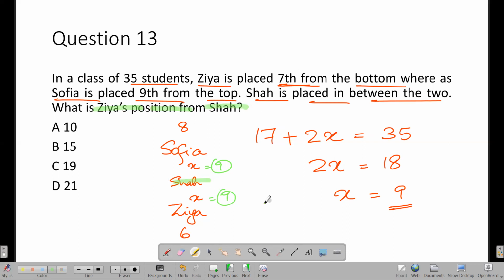So from Shah, you can consider that Ziya is in the 10th position, because you can see from Shah 9 plus 1, 10. Ziya is in the 10th position from Shah, keeping Shah as the starting point. Got it? 9 plus 1, 10. So for this question, you should mark option A as your answer choice. All right. Now, let's go to the next question.